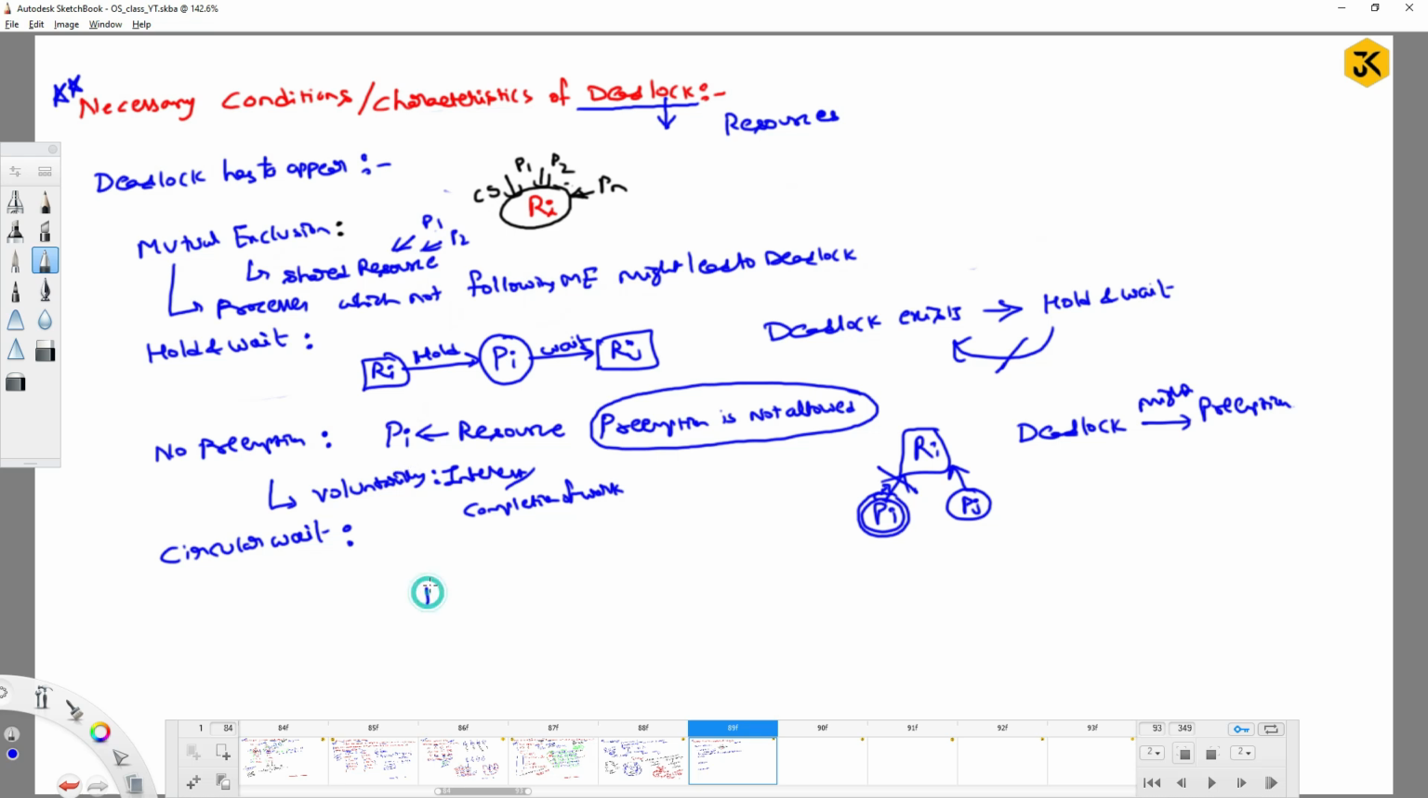And the another one is circular wait. For example, processes P1, P2, P3: process P1 is holding R1, process P2 is holding R2, process P3 is holding R3, and process P1 is requesting R2, process P2 is requesting R3, process P3 is requesting R1. It's a kind of circle, right? It means the processes are circularly waiting on each other for the resources. Then there might be a loop. That loop will lead to a deadlock, guys.